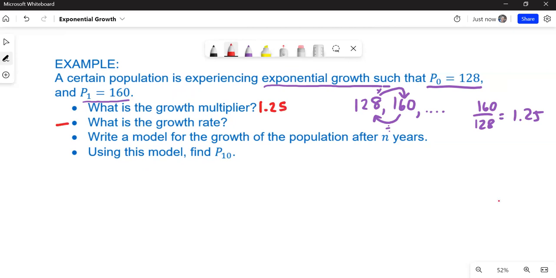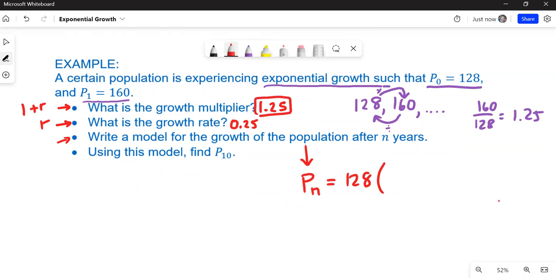Now remember that our growth rate, we can get that by looking at the growth multiplier. The growth multiplier was the 1 plus R. So if we want just the growth rate R, all we'll do is subtract 1 from that, and it's just 0.25. The third part says, write a model for the growth of the population after n years. So using our explicit formula from above, P sub n is equal to P naught, 128, times 1 plus R, that's our growth multiplier, to the nth power.